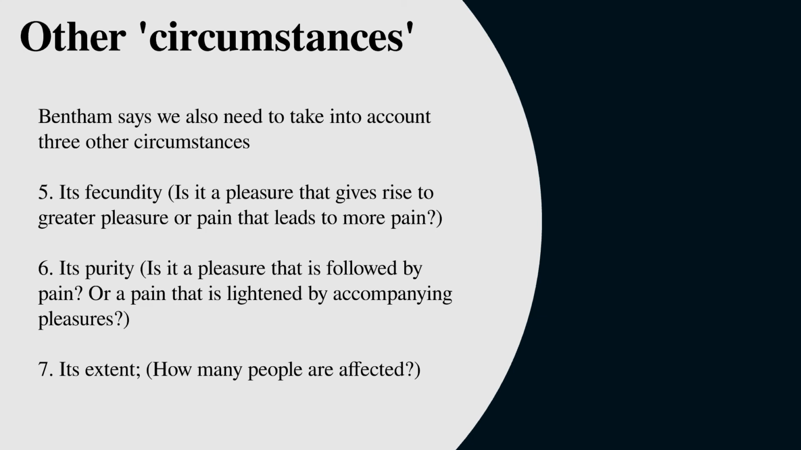The other circumstances that Bentham says we also need to take into account are how the pleasure or pain relates to other pleasures and pains and how many people are affected. So Bentham used the terms fecundity and purity here. So fecundity is when a pleasure gives rise to more pleasure or a pain leads to more pain. And purity is the absence of the opposite type of sensation.